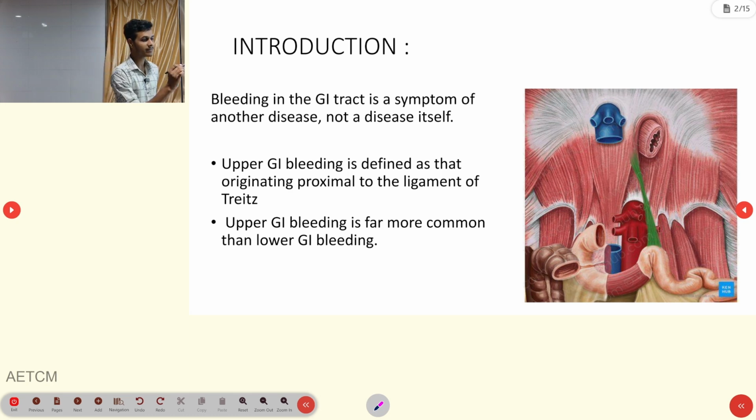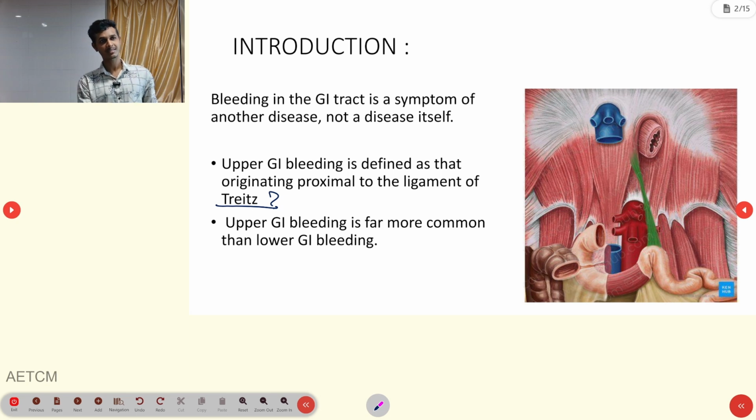Based on the ligament of Treitz, or suspensory muscle of Treitz. Based on that we are dividing: if it is above the ligament of Treitz, that is an upper GI bleed; below the ligament of Treitz means lower GI bleed. So we have a question: what is meant by the ligament of Treitz? Where is it? That is the next question, right?